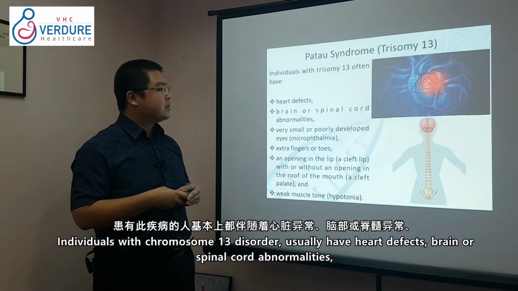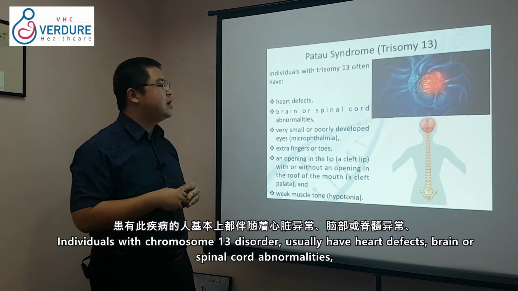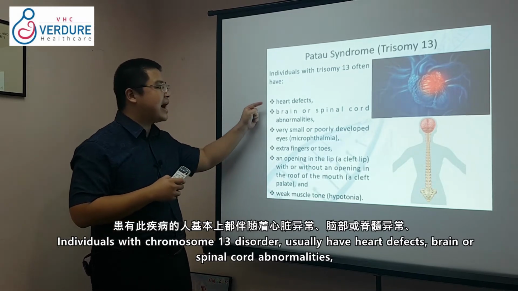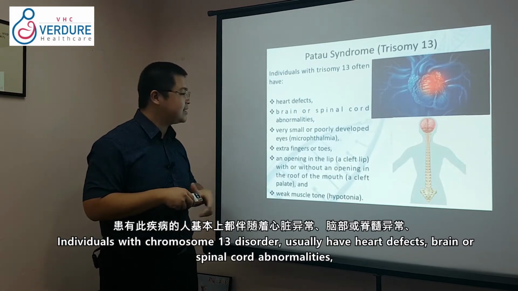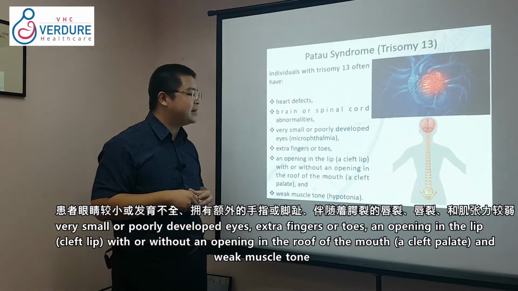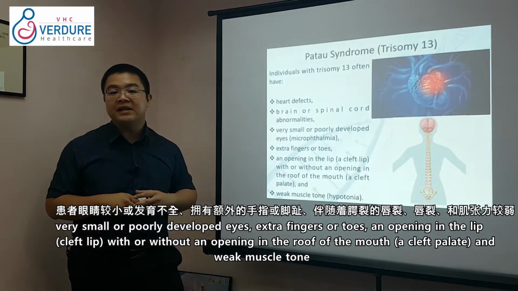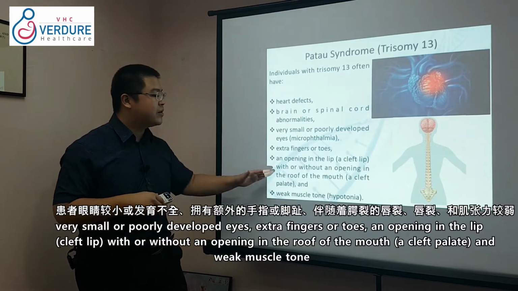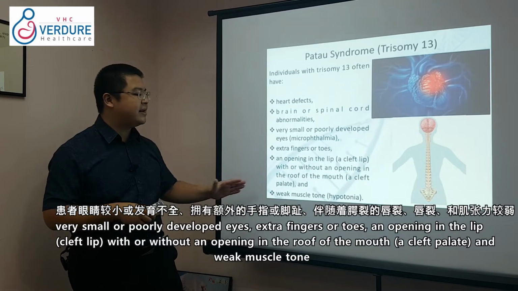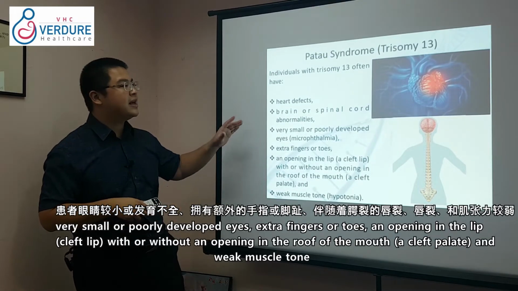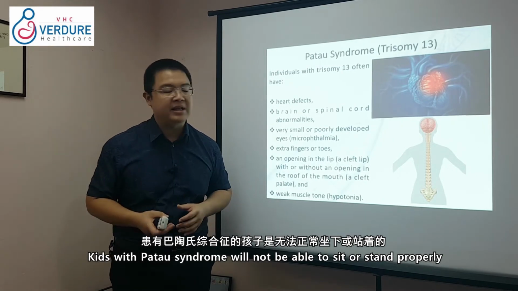Alright, so individuals with chromosome 13 disorder usually have heart defects, okay? Brain or spinal cord abnormalities, very small or poorly developed eyes, extra fingers or toes, an opening of the lip, which is the cleft lip, with or without an opening in the roof of the mouth, which is called the palate, and weak muscle tone. So kids with Patau Syndrome will not be able to sit or stand properly.